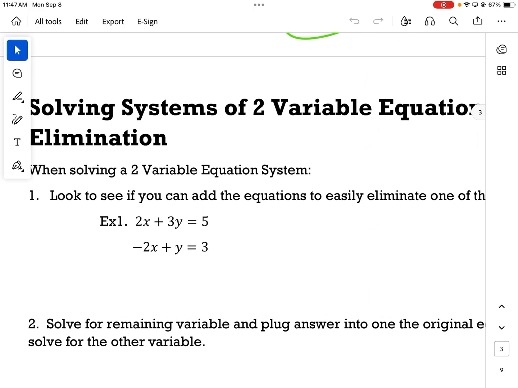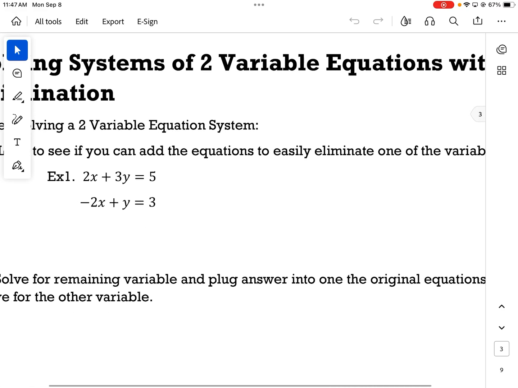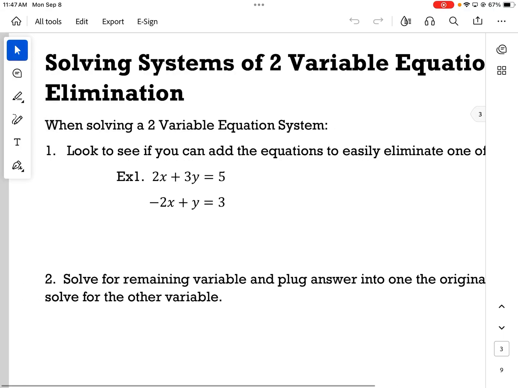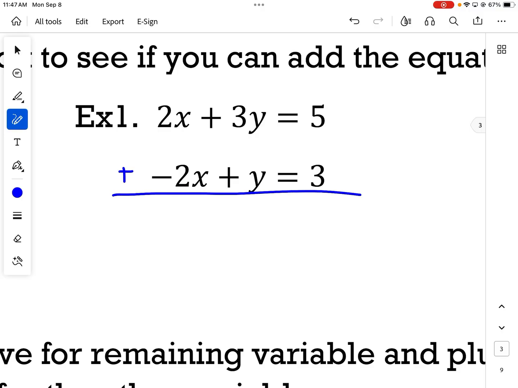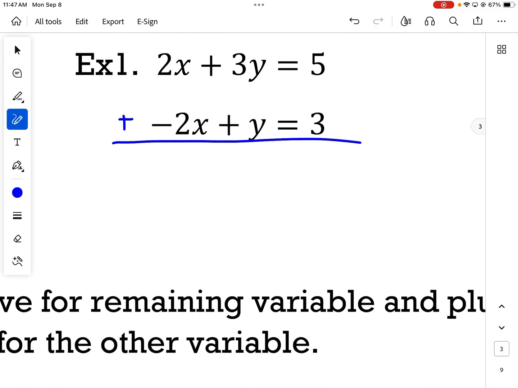So we have 2x plus 3y equals 5, and then negative 2x plus y equals 3. So the instructions are, look to see if you can add the equations to easily eliminate one of the variables. So what we're going to do is we are going to add these, like that. And so look at the column. See how the x's are on top of each other, y's are on top of each other, and then equals is on top of each other, and then the numbers is on top of each other. So that's how you want it set up.